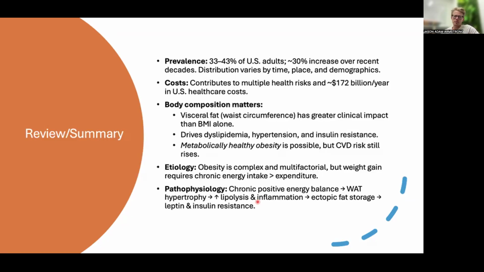Body composition does matter, so visceral fat and especially waist circumference has greater clinical impact than BMI alone. Now, BMI may be capturing some of that, but if we control for BMI, it looks like waist circumference could be the more important biomarker. BMI and visceral fat drive dyslipidemia, hypertension, and insulin resistance. Metabolically healthy obesity is possible, but cardiovascular disease risk still increases for those individuals. How obesity develops is really complex, but weight gain does require a positive energy balance, and that process is really complex.